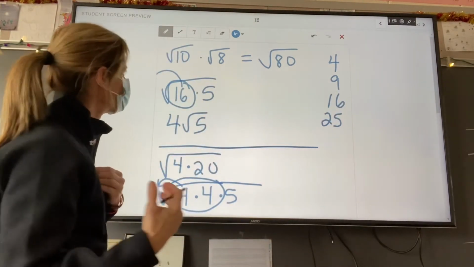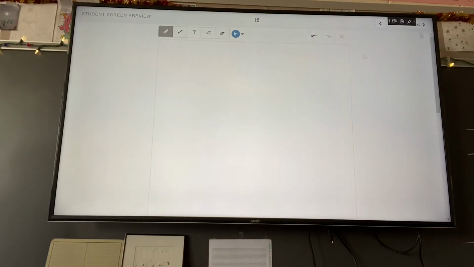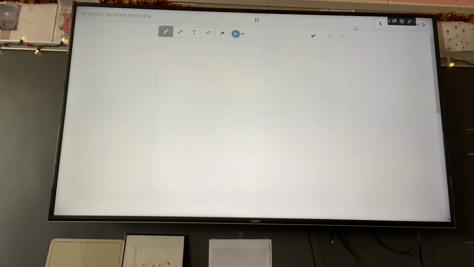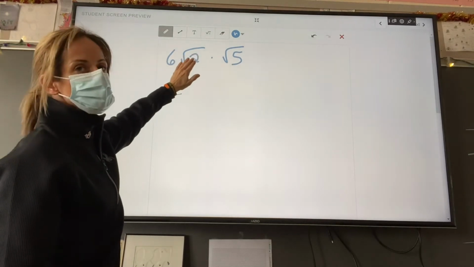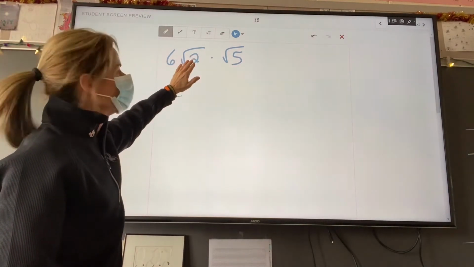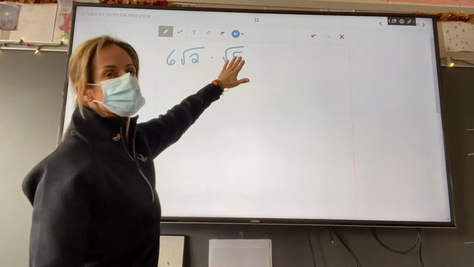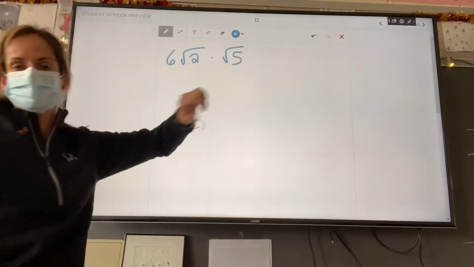Okay, so that one is 4 root 5. Let's go to the next one. 6 square root of 2 times square root of 5. Okay, so 6 root 2 times square root of 5. Now, this is a 6, and this is not a 2, it's a root 2, square root of 2. So we can't multiply those together, but we can multiply the square root of 2 and the square root of 5 together. So we can rewrite this as 6 times the square root of 10.